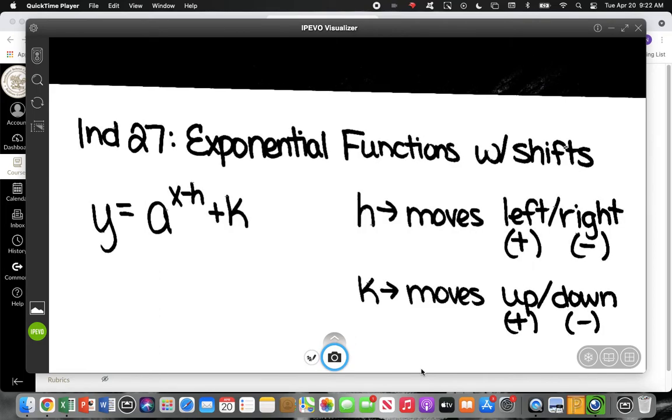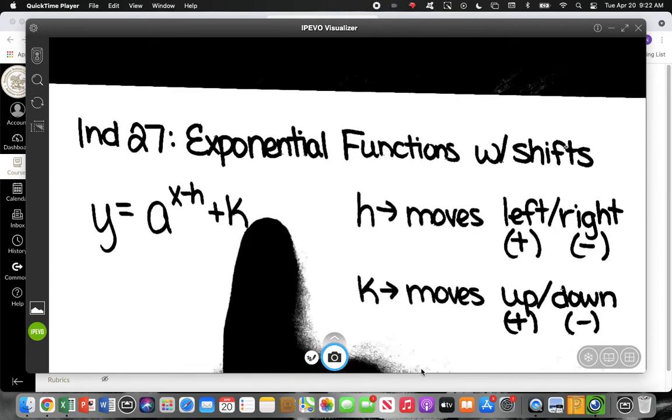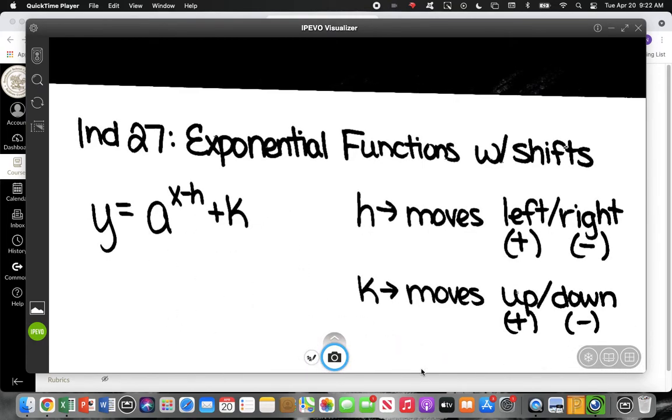And then if we add a k value, so if there's a number being added or subtracted after the exponent, if something's being added, it affects the y-axis, which is up and down. And the y-axis, you always see the sign, like a positive means it's going to move a point up, and if it's negative, it's going to move a point down.